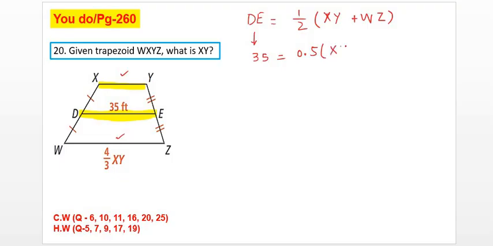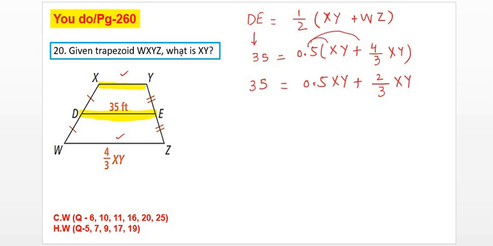XY, we don't know how much is XY, plus how much is WZ? It's 4 over 3 XY, right? Now this is 0.5 times all this. There are two ways to solve this question. You can move this 0.5 to the other side, or you can multiply the 0.5 inside the bracket. It's your choice how you want to solve it. So it will become 0.5 XY, I'm removing the bracket, plus 0.5 times 4 over 3 XY. How did I get this?